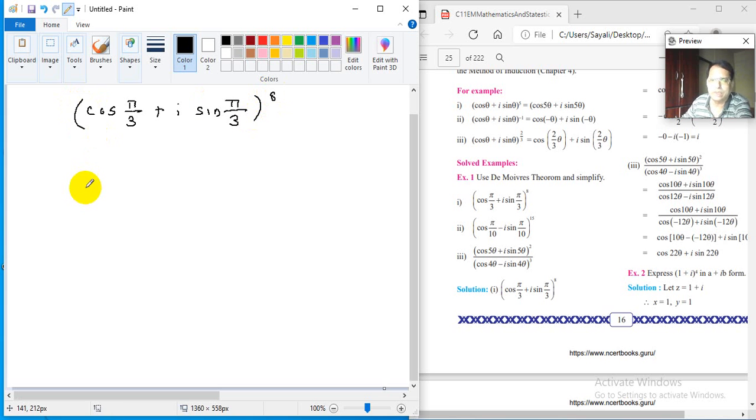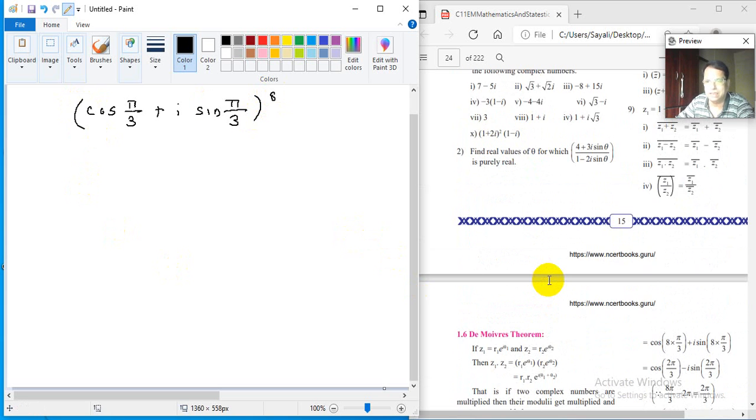Okay, what you do is use De Moivre's theorem. Look here: (cos of pi by 3 plus i sin pi by 3) bracket raised to 8. So you can use that theorem.